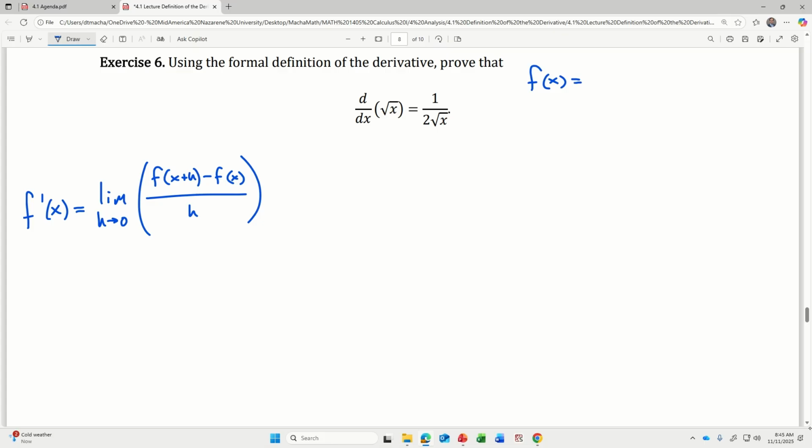So if I say f of x is the square root of x, then f of x plus h is what? That's it.